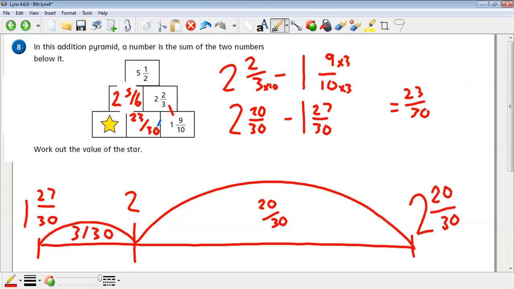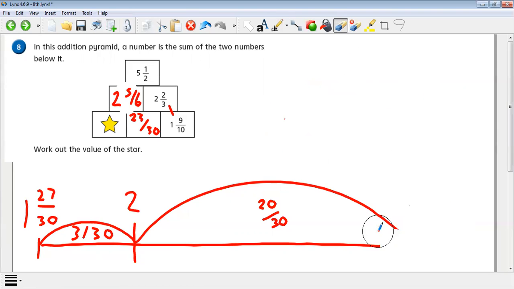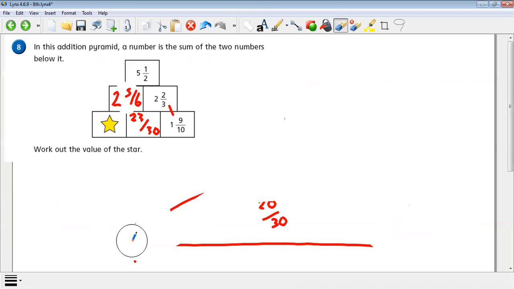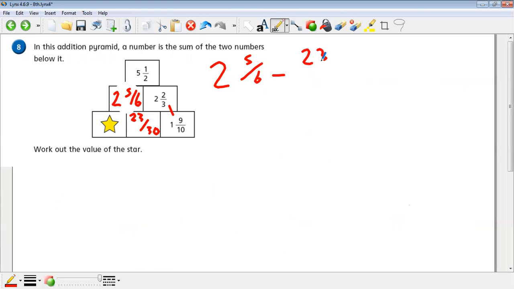So in that goes. And then this one takes a lot of time, doesn't it? The next one, finally, find out what this star's worth. We've got 2 5/6 take away 23 30ths. Now, 6 times 30 would be 180, but then we're going to end up going really, really big. So we're lucky that 6 does go into 30, so I can leave 30 alone. That's going to go down here on our number line.